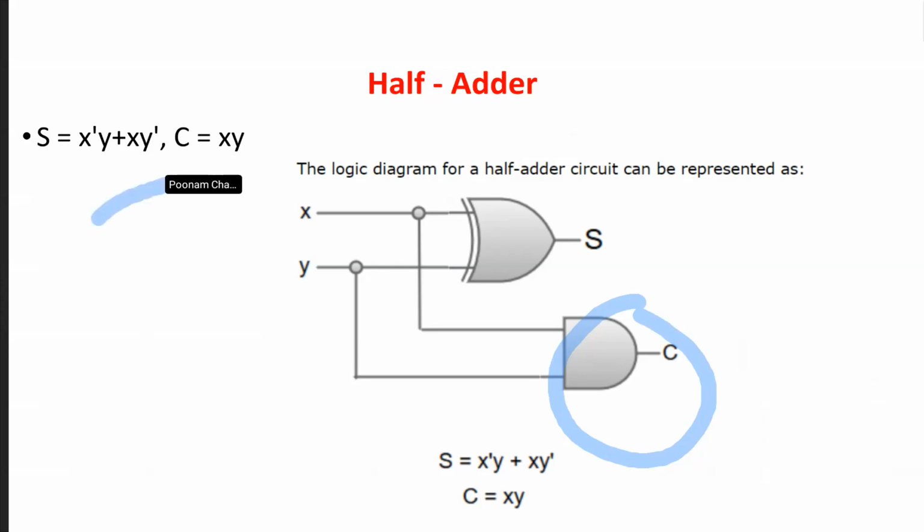this particular function is an XOR gate. So I give X and Y directly to an XOR gate over here. It is a simple function. So I have an XOR gate and I have an AND gate, and I can implement this half adder circuit.